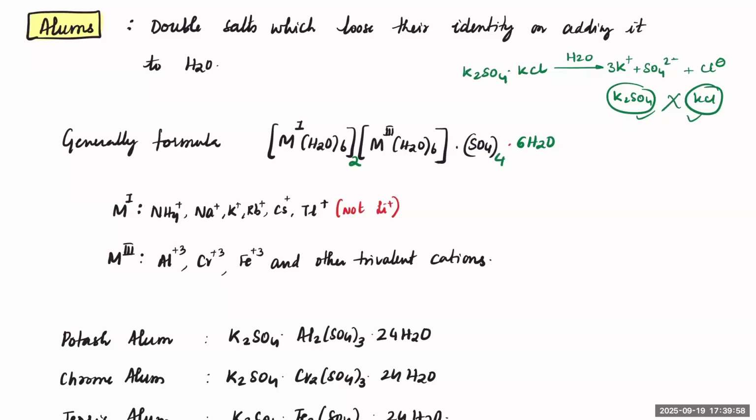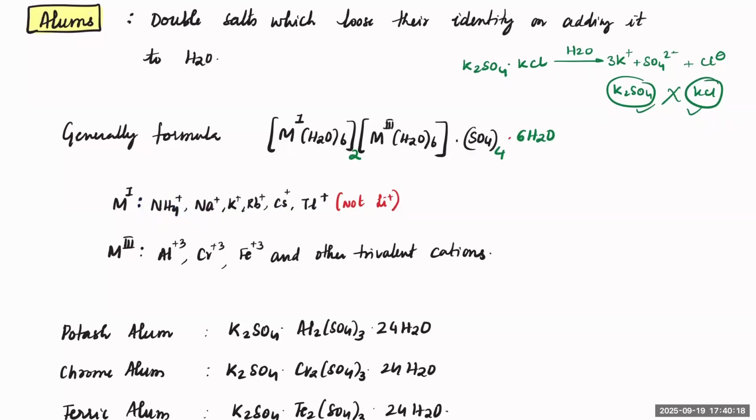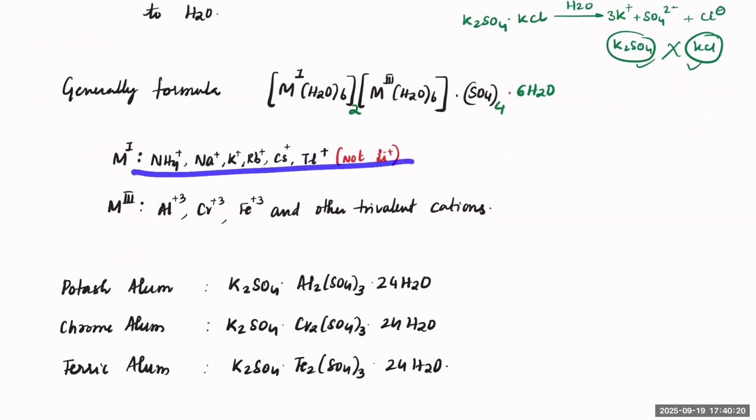The metal which is of +1 oxidation state could be sodium, potassium, rubidium, cesium, and thallium. Generally, lithium does not make these. Ammonium can make. So ammonium is like a pseudo form of that alum. But yes, these are the ones which can make.